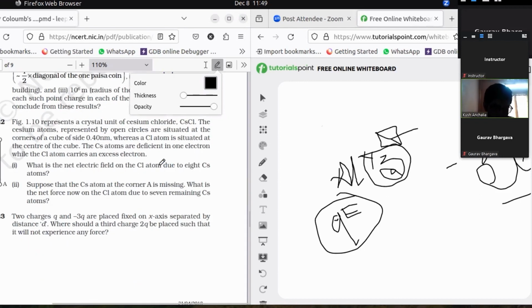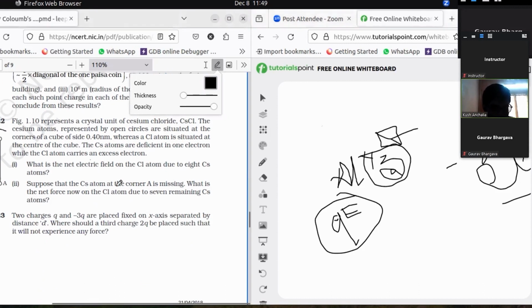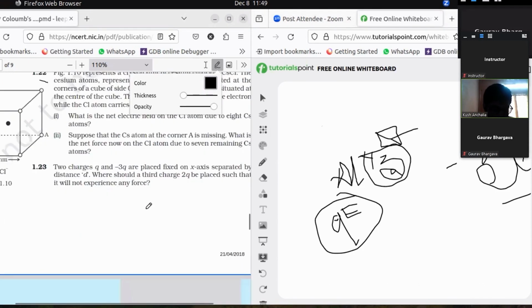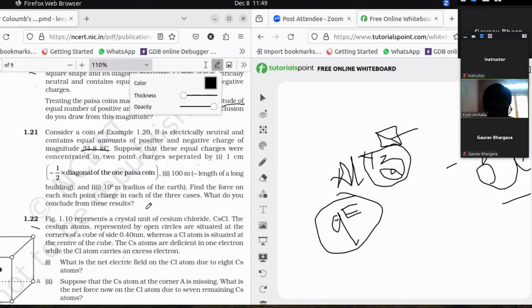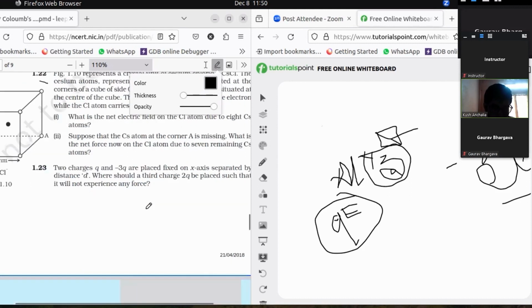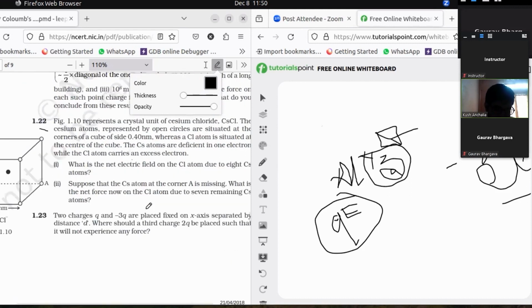Now question 1.22. Represent a crystal unit of cesium chloride, CsCl, with Cs represented by open circles as shown, located at the corners of a cube of side 0.4 nanometer, where the Cl atom is situated at the center. Cs atoms are deficient in one electron, while Cl has an extra electron. Net electric field on the Cl atom due to the 8 Cs: Q enclosed won't work here. Net electric field will be 0 because from all directions it is coming the same, so it will be 0.